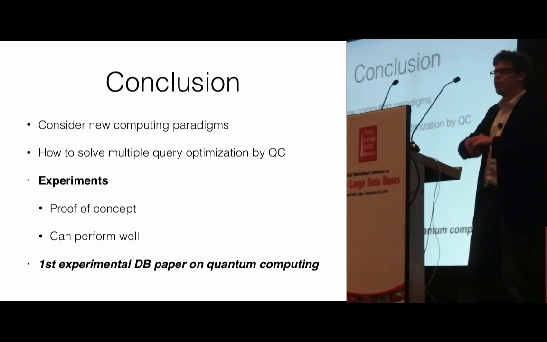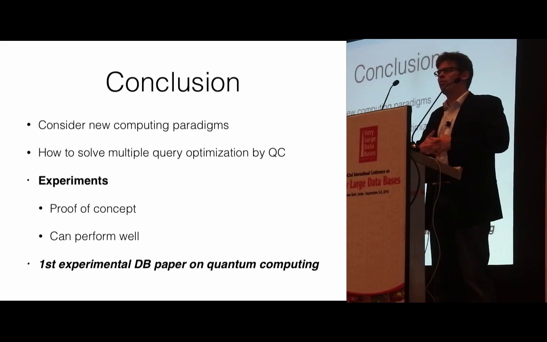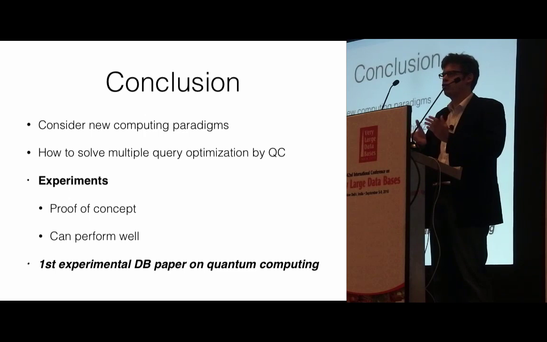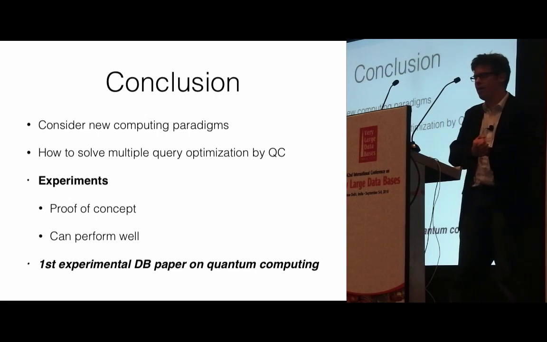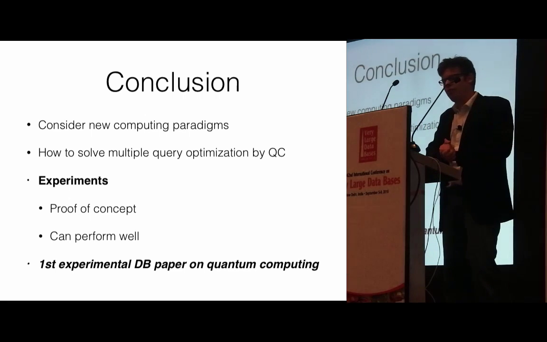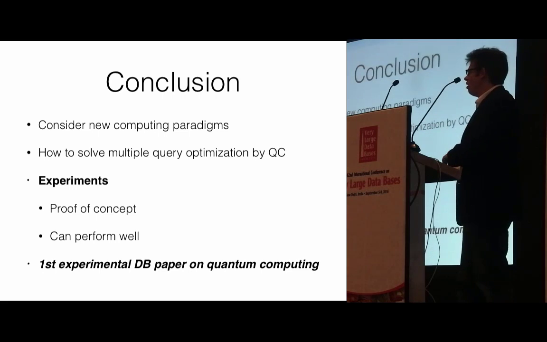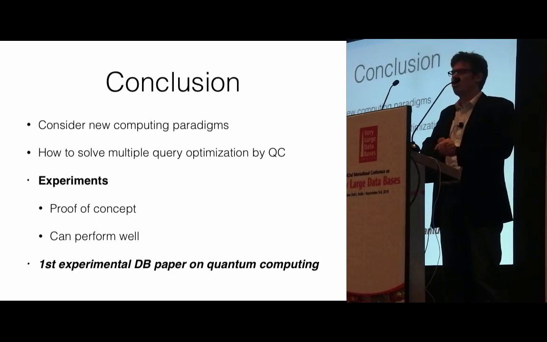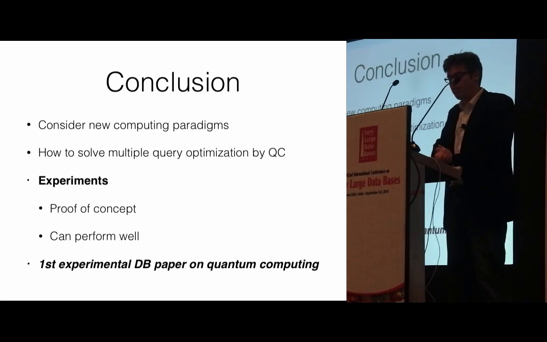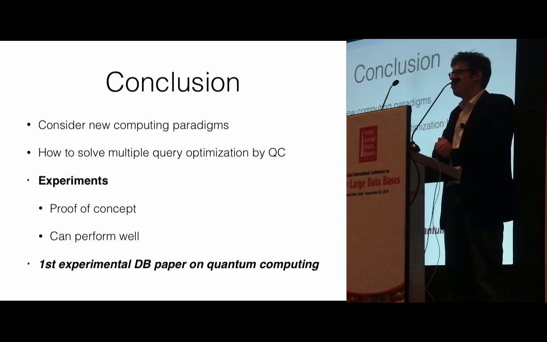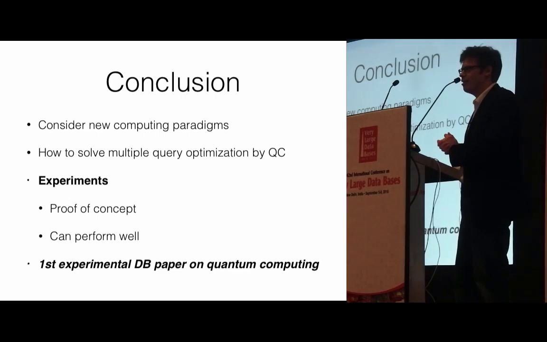And in summary, the motivation for this work was that we want to consider new computational paradigms to complement conventional computers in the medium and long term. We have shown how to solve multiple query optimization on that quantum annealer. In our experiments, we give a proof of concept and show that for some instances it can perform well. And I believe that this is the first experimental paper on quantum computing in the database community.